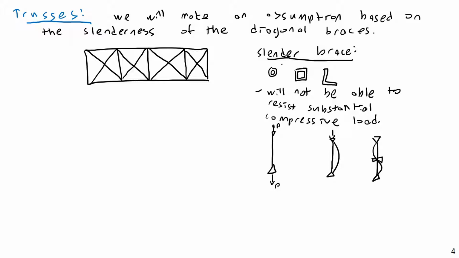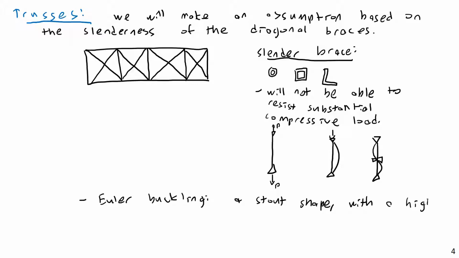So a slender brace is basically one that, getting back to Euler column buckling, lacks stoutness. The stouter the shape, a stout shape with a high moment of inertia, is what resists buckling. A high moment of inertia is what resists buckling.